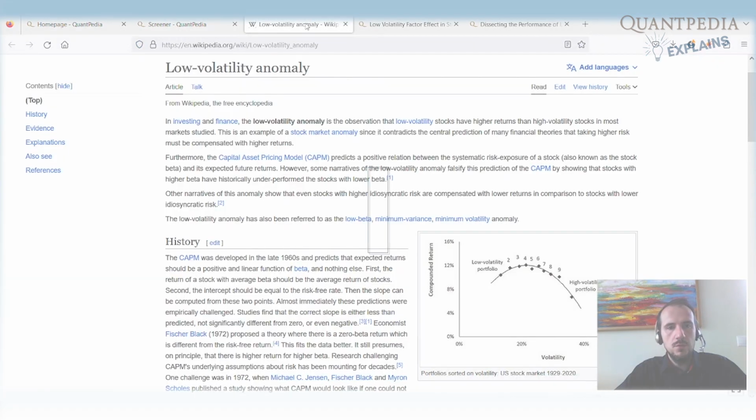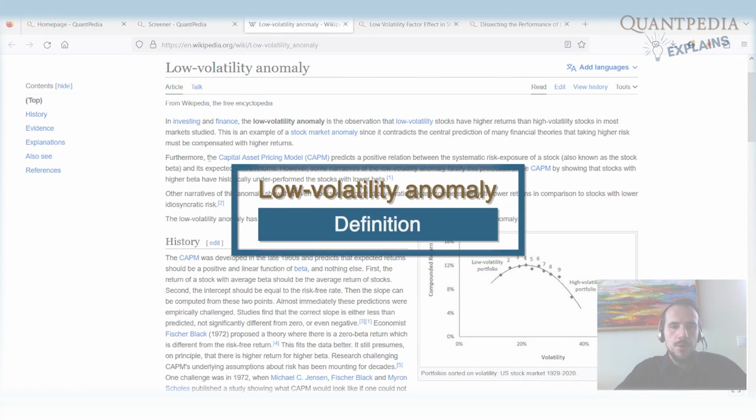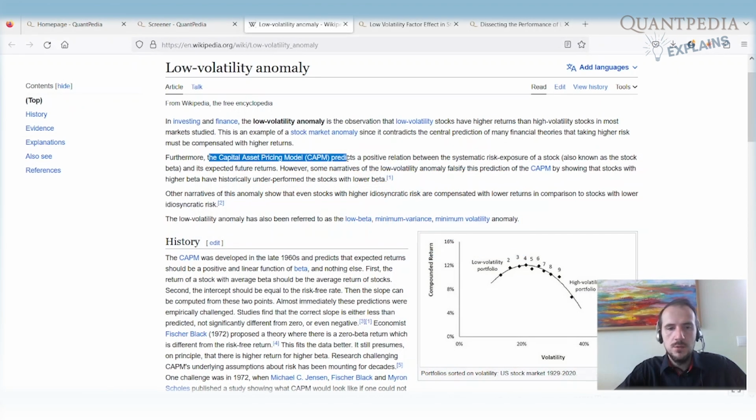So what is the low volatility anomaly? The CAPM, the capital asset pricing model, is quite an old model. When it was first introduced in 1972 or the late 1960s, it predicted that the expected returns should be positive and should be a linear function of the beta, or a function of the risk. So it means the higher risk you have for an investment, or the more risky the stock is, the higher return it should have. But we have more data at the moment, and right now it's 2023.